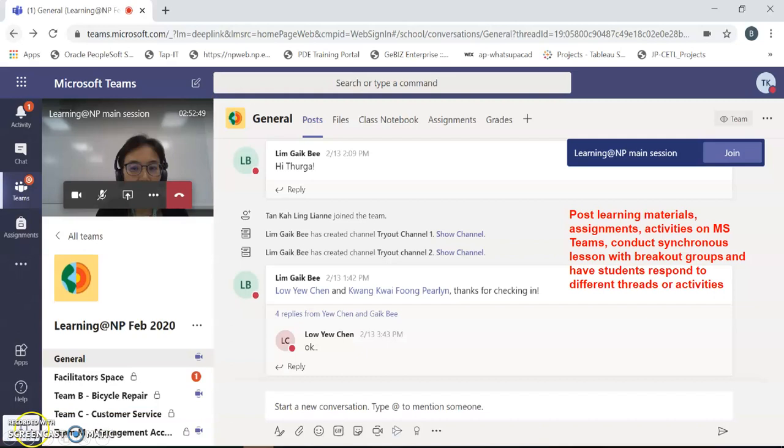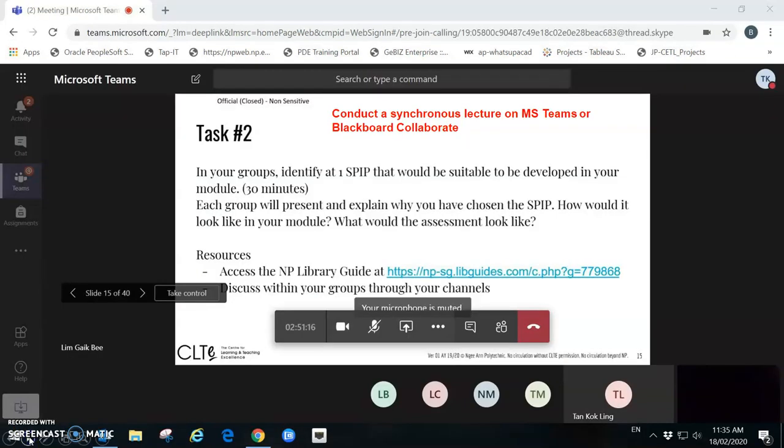And right now, there's this other tool that we want to just share with everyone, Microsoft Teams. Again, this is to facilitate meetings, discussion, classes. So we could use Microsoft Teams if BB Collaborate is down. So we could actually post slides online to conduct a synchronous lecture, and we could also annotate on these slides. So it can be done via MS Teams or Blackboard Collaborate.